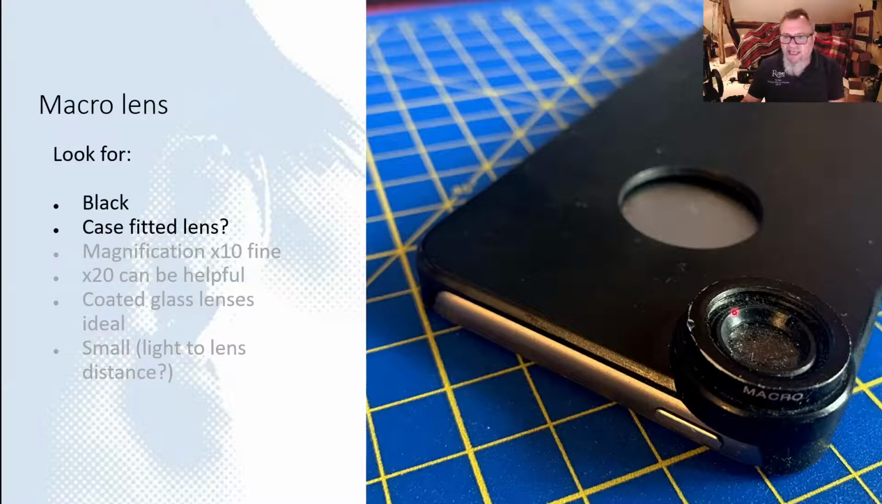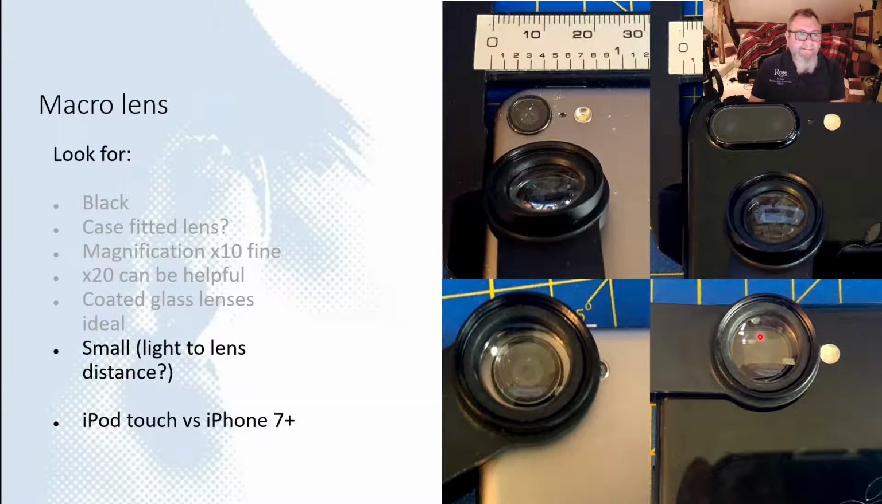So this is a case fitted lens. You can get cases with them fitted, which is very convenient. One thing to bear in mind is the distance between your camera and the light. If it's too close, which is very useful for distant ophthalmoscopy, when you put your macro lens on, you'll see it will get in the way of your on-camera light.